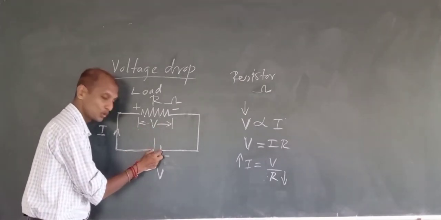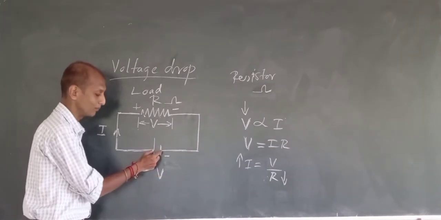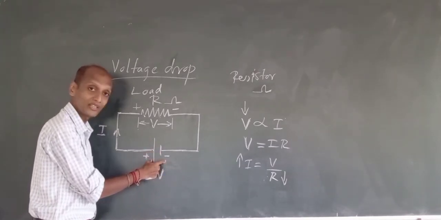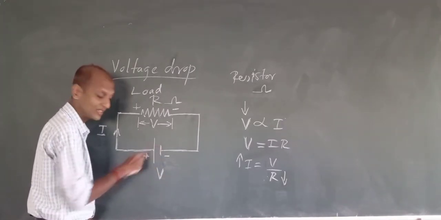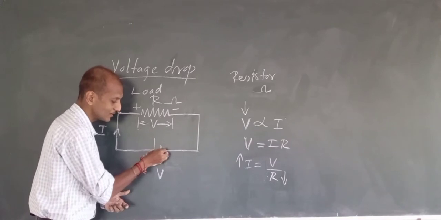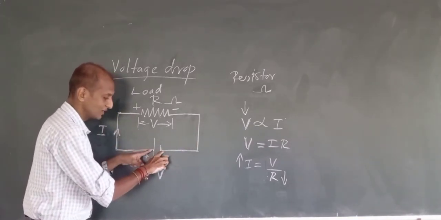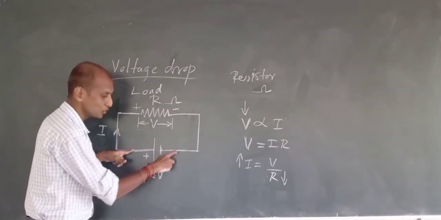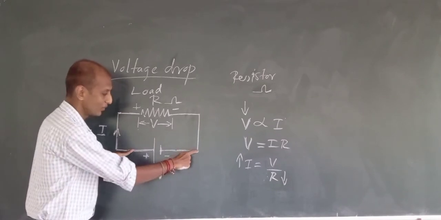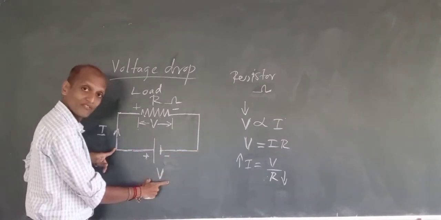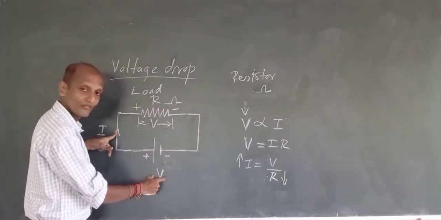If I consider these 2 points, there is a potential difference, a voltage difference of what? V volts from this end to this end. Coming to this copper wire, this is a conductor wire, isn't it? If I go for these 2 points, the voltage will be V volts, the same, isn't it? If I go for these 2 points, what will be the voltage? It will be V volts, isn't it?